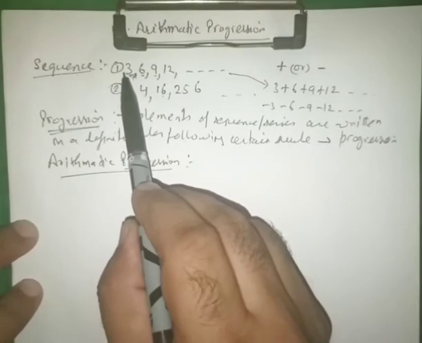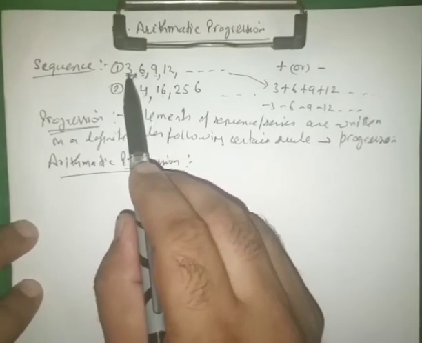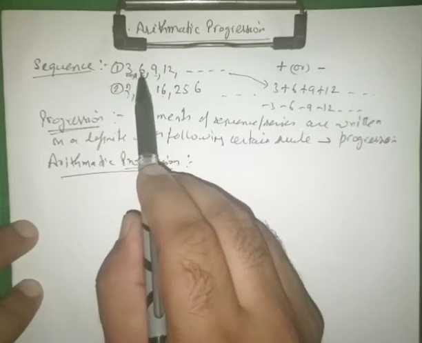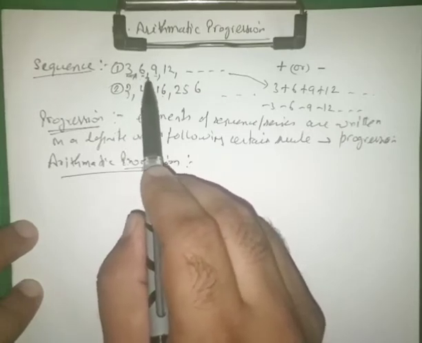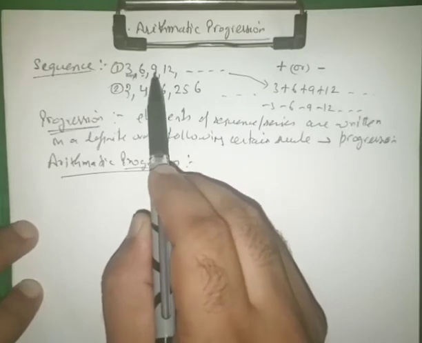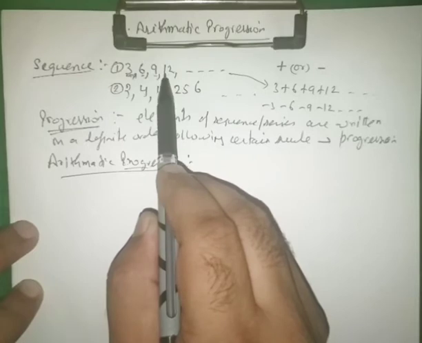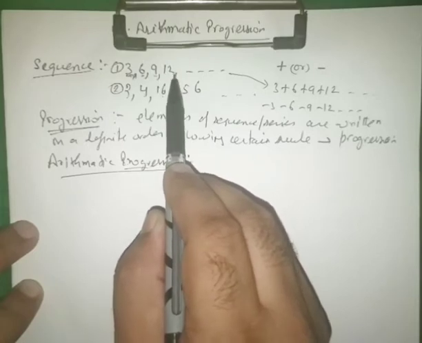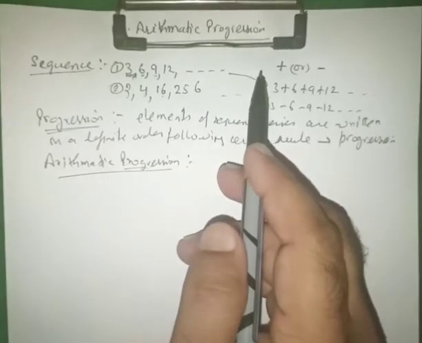So here, as in the first example that I have given, I am adding 3 to the previous term, or to the first term, to get the next. So 3 plus 3 is 6, then again I am adding 3 to get the next number, that is 9, and then again I am adding 3 to this number to get 12 and so on. So the next number will be 15, then the next number will be 15 plus 3, that is equal to 18.